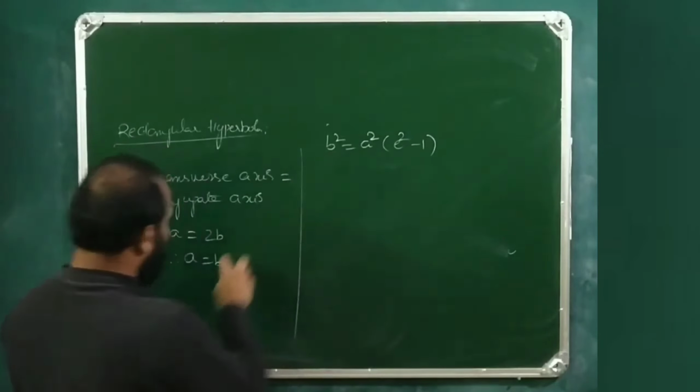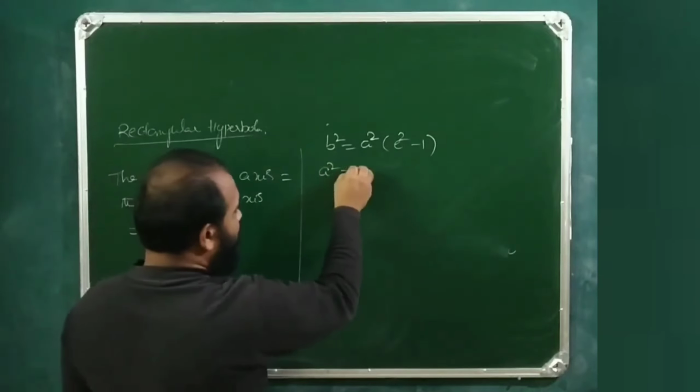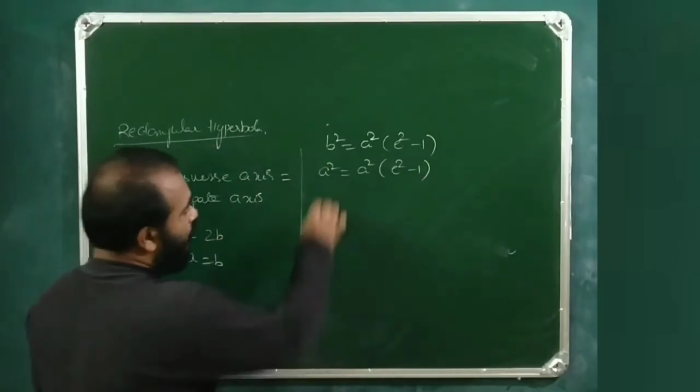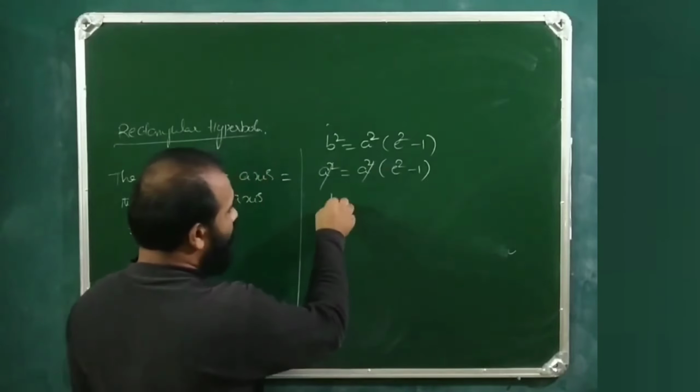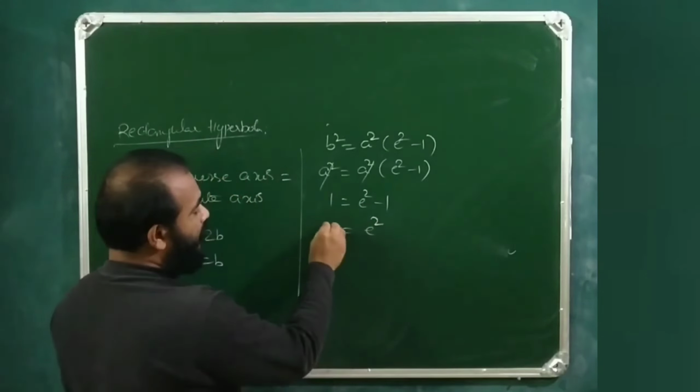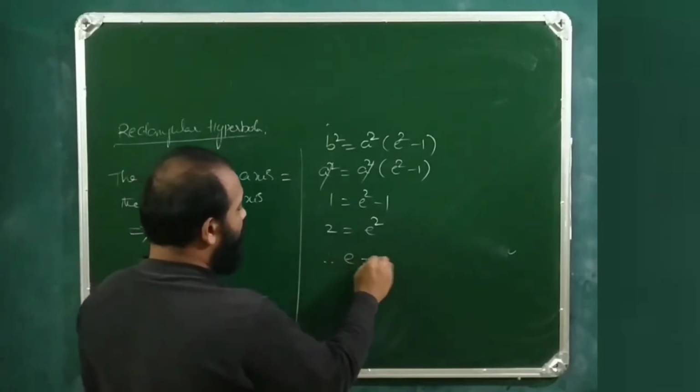B square is also a square. So a square is equal to a square into e square minus 1. So a square and a square get cancelled. So 1 is equal to e square minus 1. So e square is equal to 1 plus 1, 2. Therefore, e is equal to root 2.